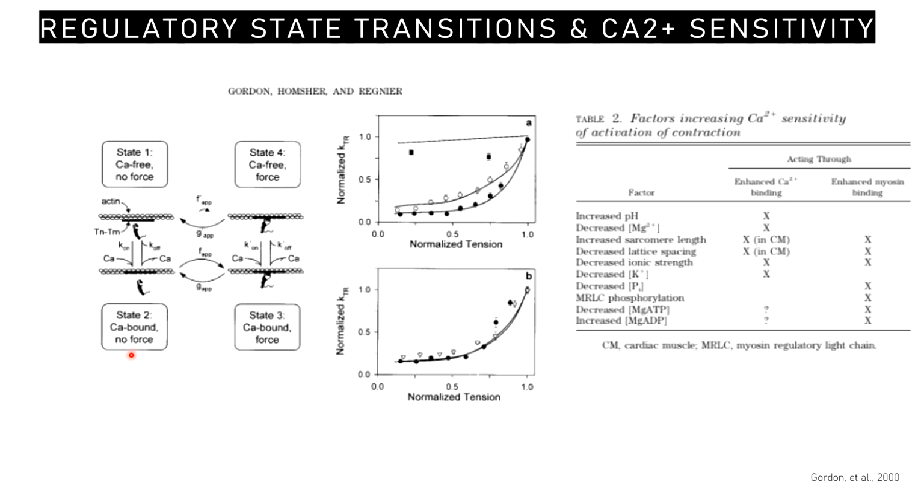Focusing on the graphed figure here, the left side shows 4 thin filament regulatory states. You have calcium free with no force, calcium bound with no force, calcium bound with force, and calcium free with force. The transition arrows marked here show the rate constants K on, K off, G gap, F app, all describing how calcium binding and cross-bridge turnover interconnect these states.